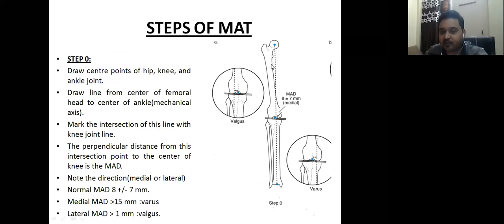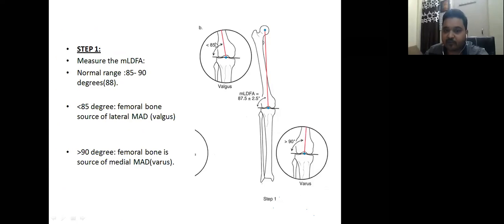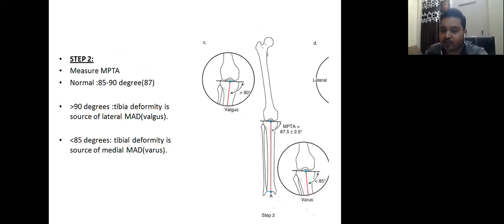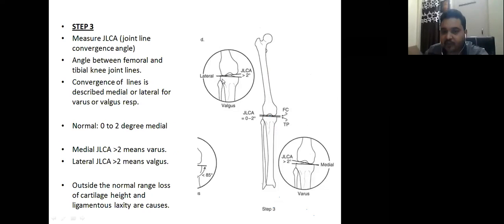Step zero, as I said, is to draw the mechanical axis and quantify the general varus or valgus. Then step one is to find the femoral defect, or the contribution of the femoral factor in the deformity. Then the proximal tibia and its contribution to the deformity, and then whether there is anything problematic in the joint, whether loss of cartilage height or ligament laxity. That way we come to know about the causes of mechanical axis deviation.